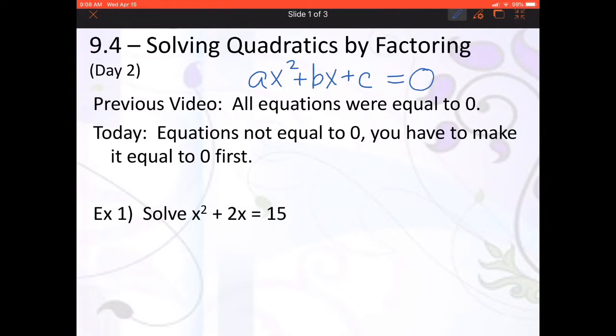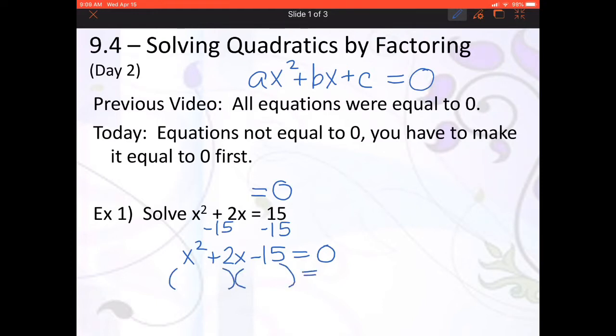All right, so in example 1, we have equals 15, but we don't want equals 15, we want equals 0. So to get equals 0, we're going to subtract 15 and get rid of it from the right side, so we have to do that on the left. Now I notice there isn't another just whole number, something without an x. So it has no like term. So I'm just going to put minus 15 anywhere, and when I go to rewrite them, put them in descending order. So x squared first, plus 2x, and then minus 15, it's the constant, the one without the variable, equals 0. Once it's equal to 0, we're ready to factor.